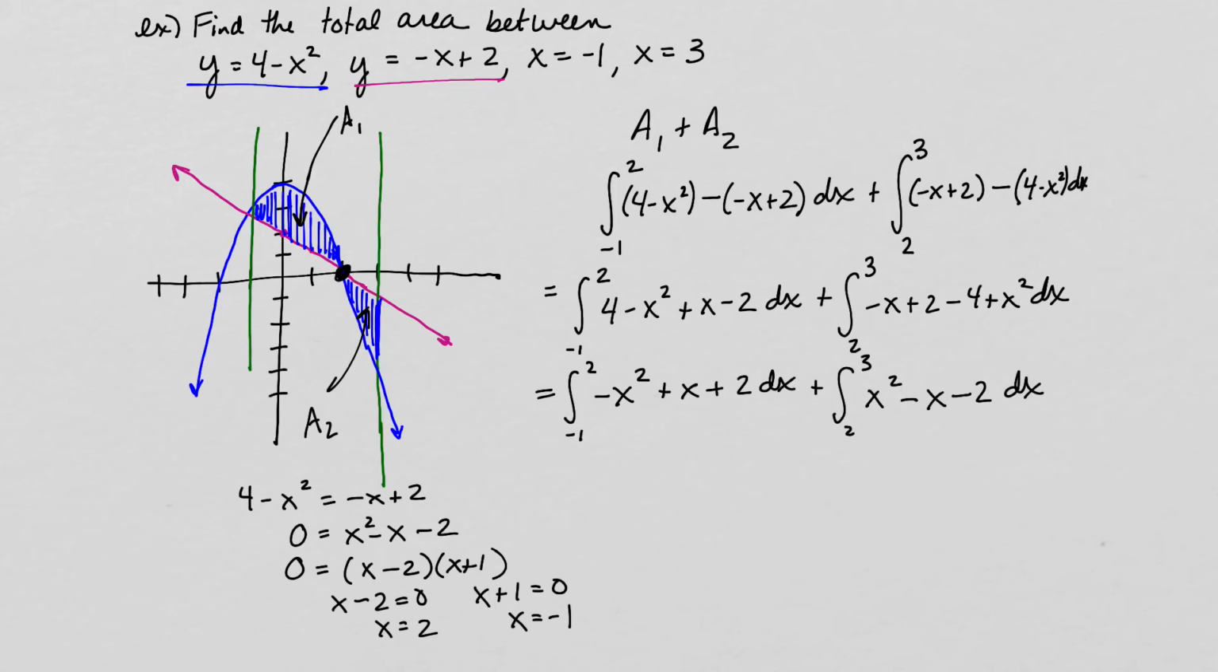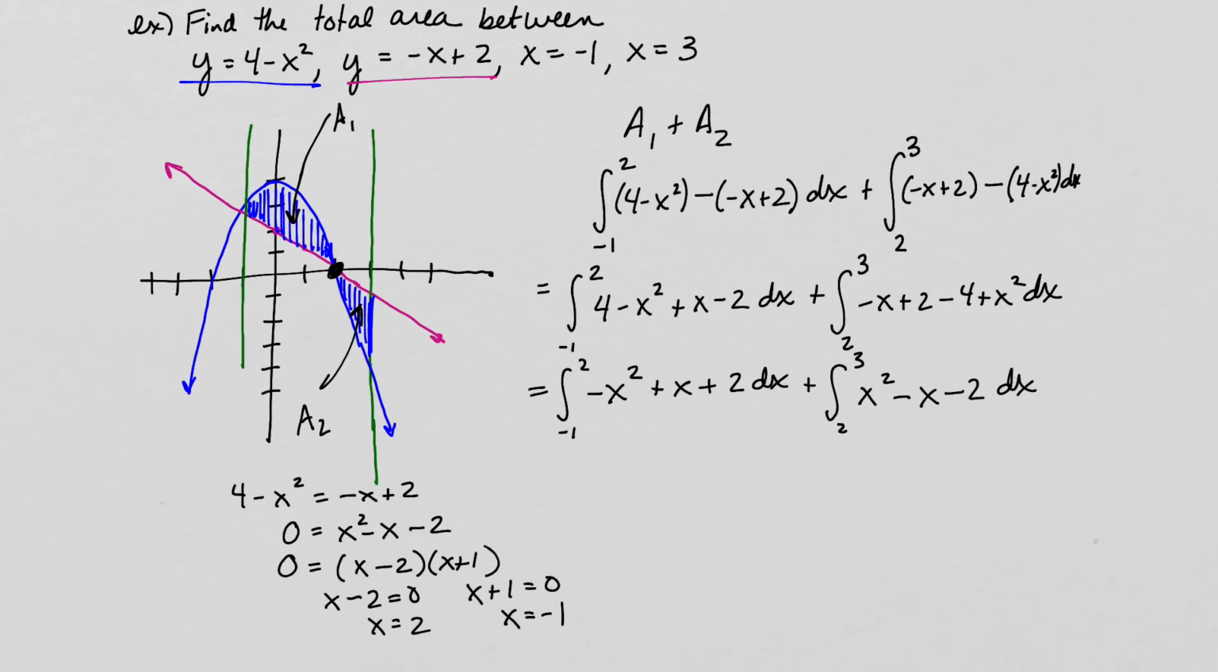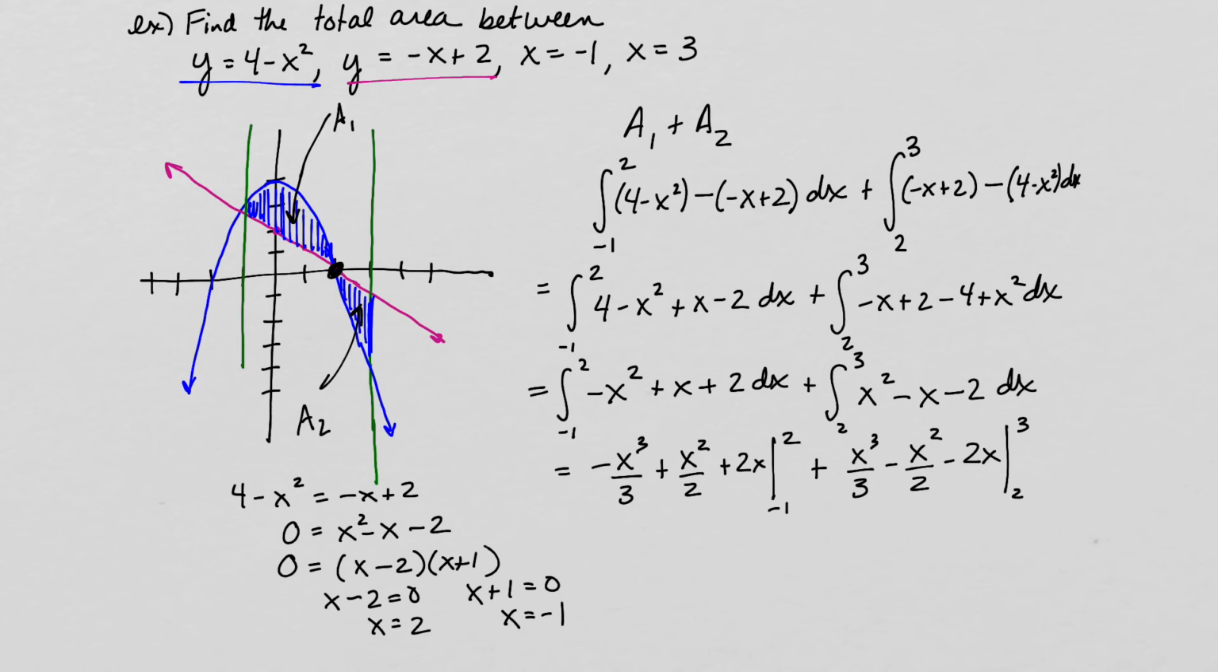So now we just have to integrate each of these. The integral of minus x squared is going to be minus x cubed over 3, plus the integral of x is going to be x squared over 2, plus 2x, evaluated from minus 1 to 2, plus x cubed over 3, minus x squared over 2, minus 2x, evaluated from 2 to 3.